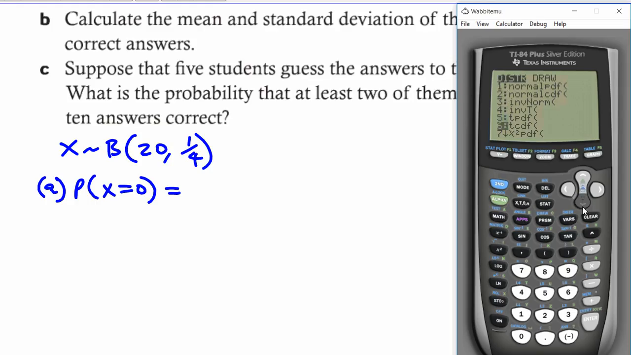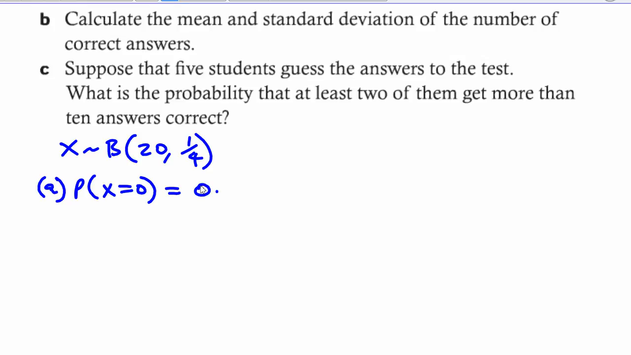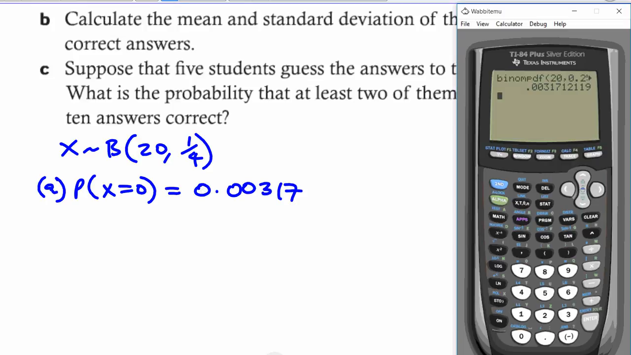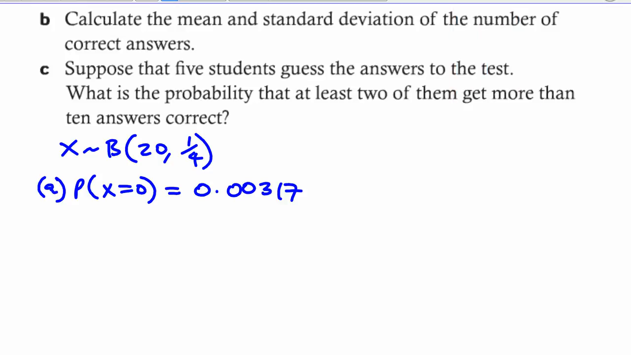So if you go onto your calculator, you can just plug in, you're looking for binomial PDF. So number of trials is 20, probability of success is 0.25, x value is 0, and then you'll have your answer, which is 0.00317. Just checking. Yep. All right. So this is A1.